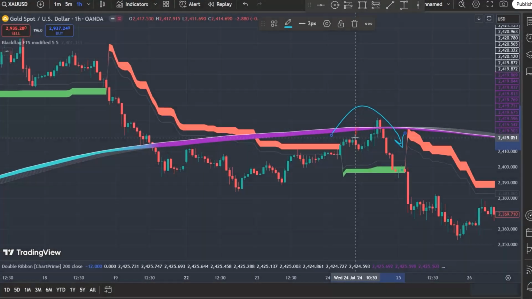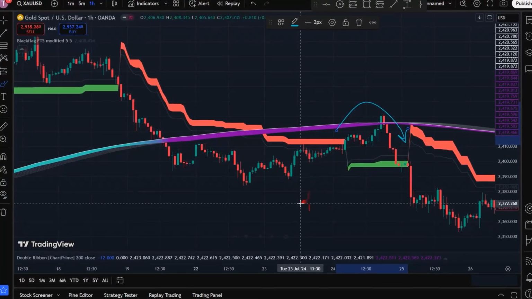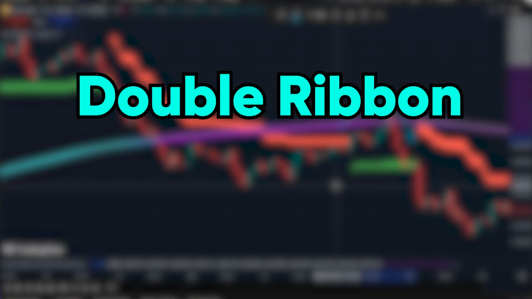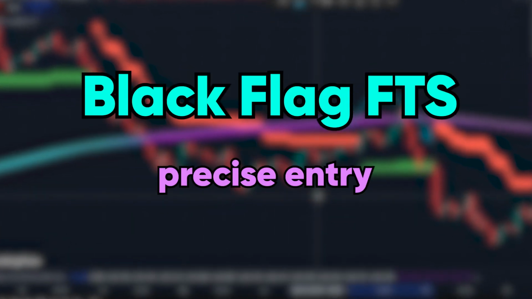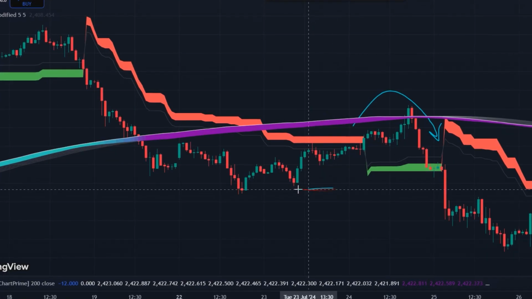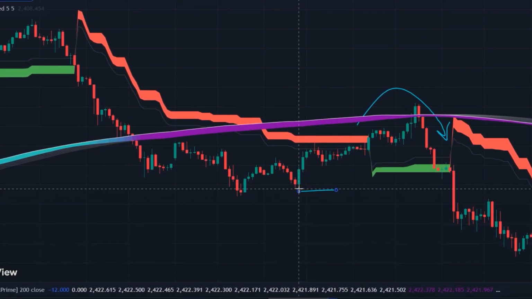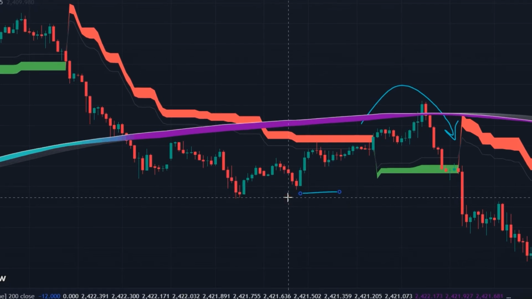Well, that's my perfect strategy. An amazing combination of the double ribbon for trend detection and the Black Flag FDS for precise entry. If you try this strategy, you will see how much it can change your trading.